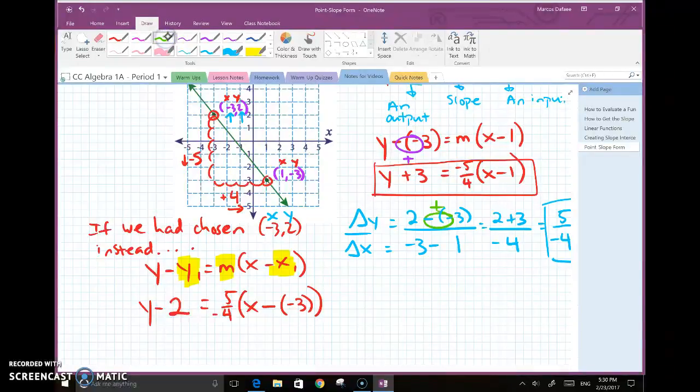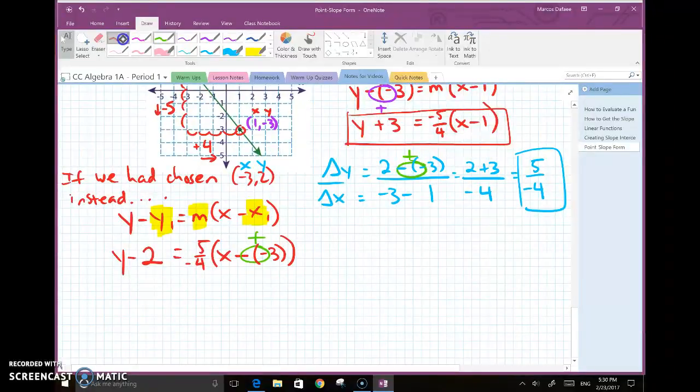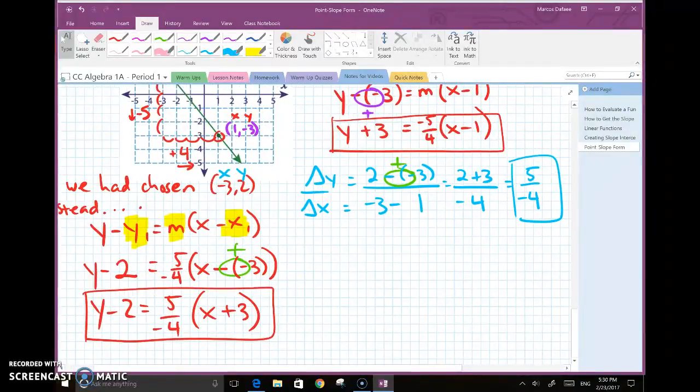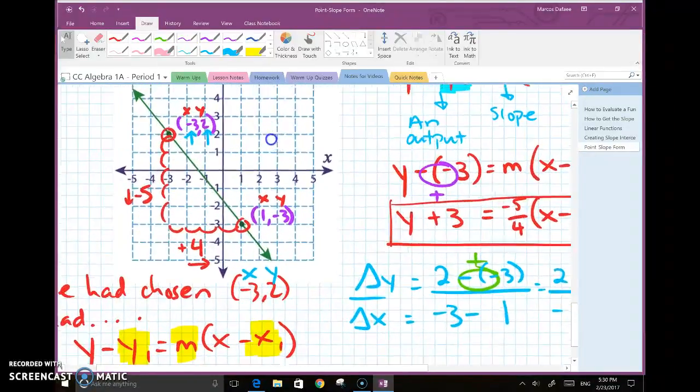And notice that I end up with parentheses and side parentheses. That just helps to create spaces in my head so I can see what needs to happen with those 2 negatives. So they become a positive sign. And so I rewrite it and finish it up with y minus 2 is equal to 5 over negative 4 times x plus 3. And with that, we are done. Okay? So you can see that these two functions in the end don't look the same except for the slope. However, they both are the function of this single line you see here.